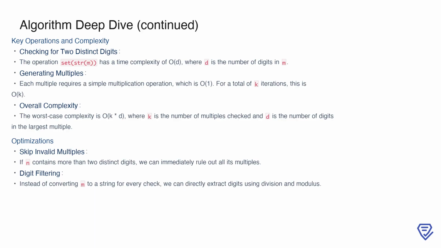To optimize the algorithm, we can skip certain invalid multiples up front. For example, if n itself has more than two distinct digits, we can immediately rule out all its multiples. Furthermore, instead of converting m to a string repeatedly, we can extract its digits directly using arithmetic operations like division and modulus, which can improve efficiency.